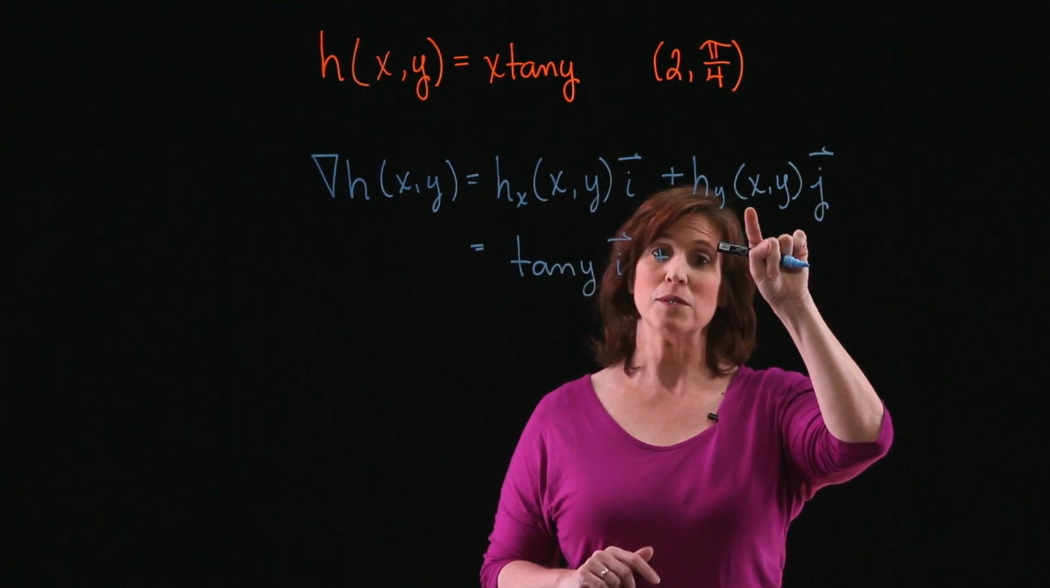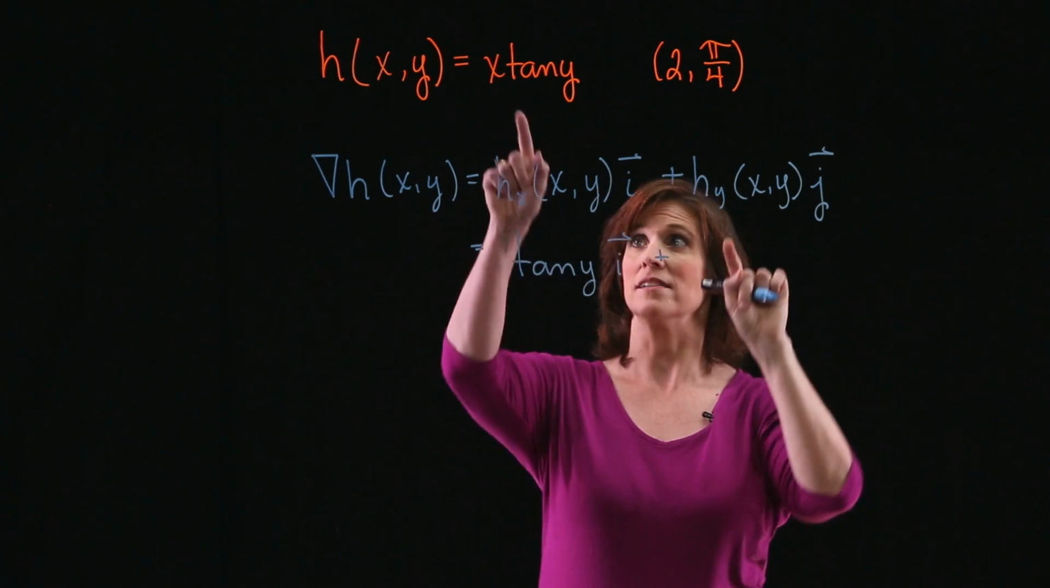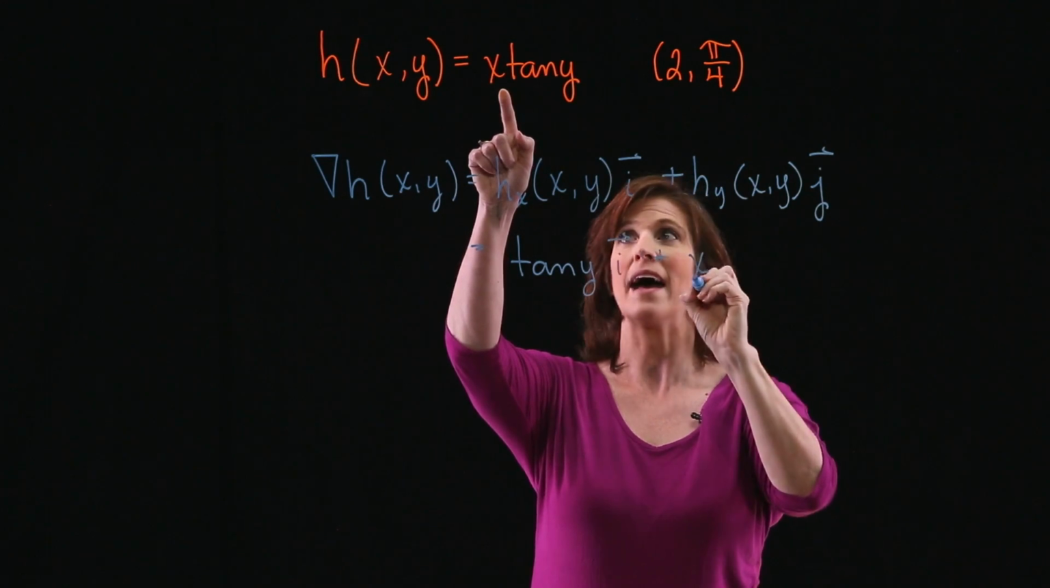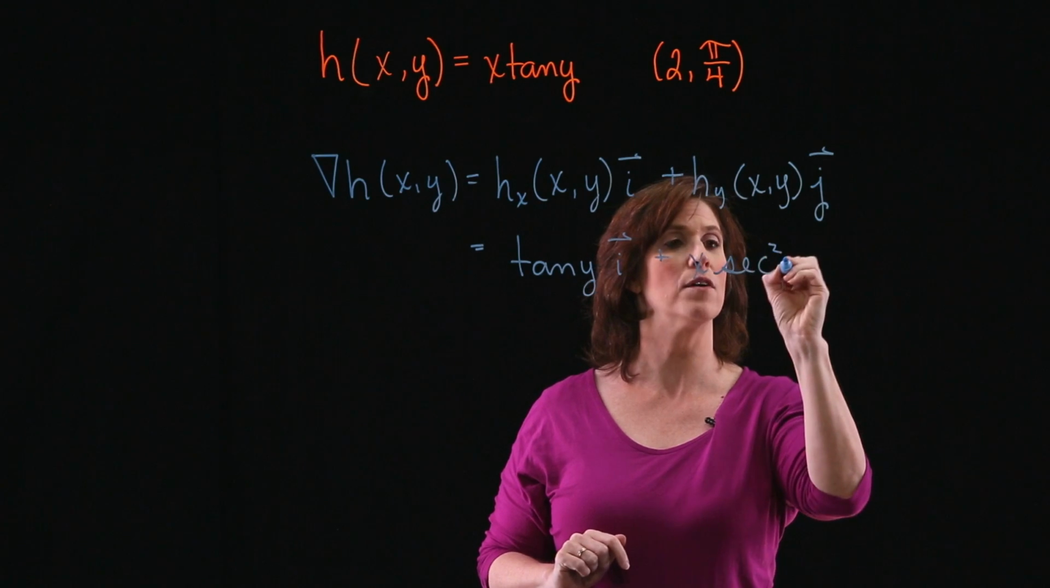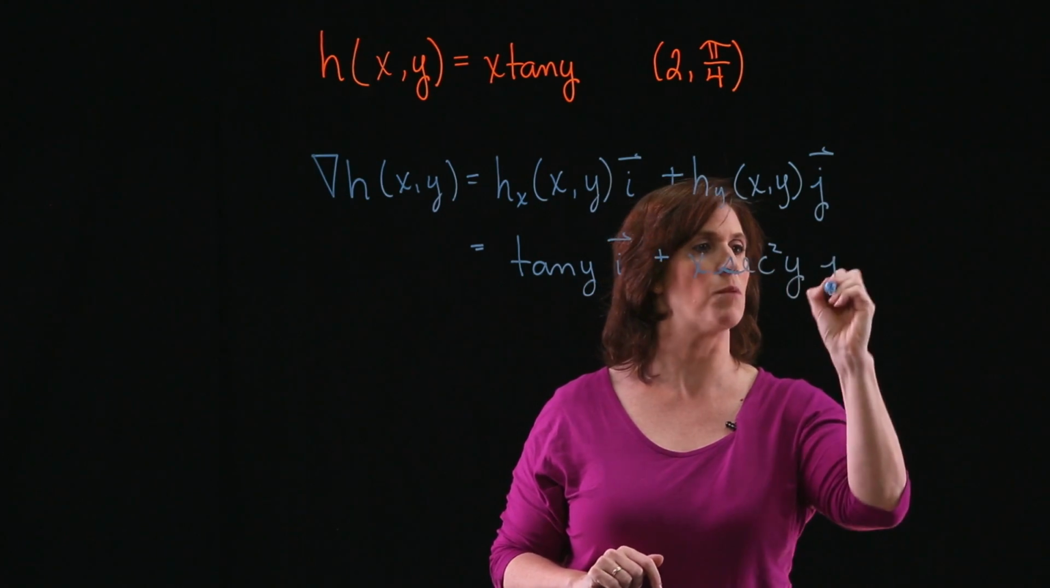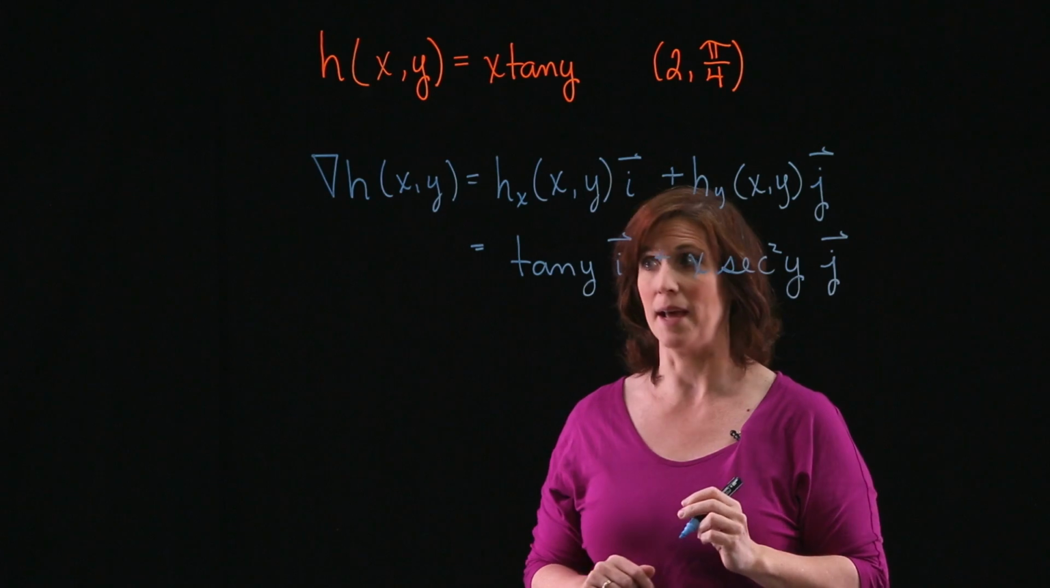When I take the partial with respect to y, I'm going to treat x like it's a constant. So I'll take my constant multiple of x and then the derivative of the tangent of y, which is secant squared y, and then that gets multiplied by my vector j.